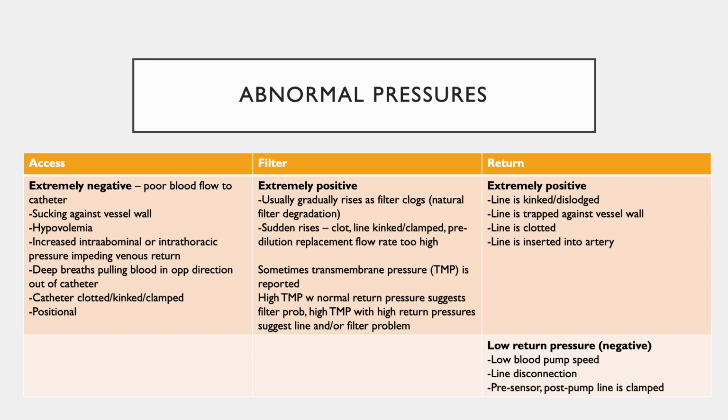And finally, for the return pressure, the situation that is often encountered is a very positive return pressure, and this can occur if there's any clotting, any kinking or dislodgement. And negative pressures are usually less common. It could be due to a line disconnection or just very low blood pump speeds, but usually this is much less common.